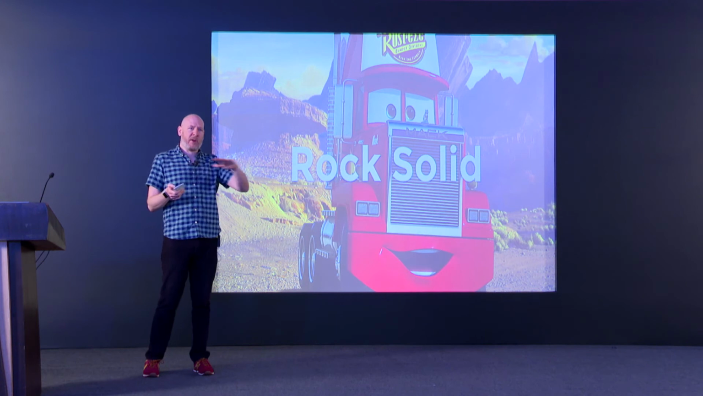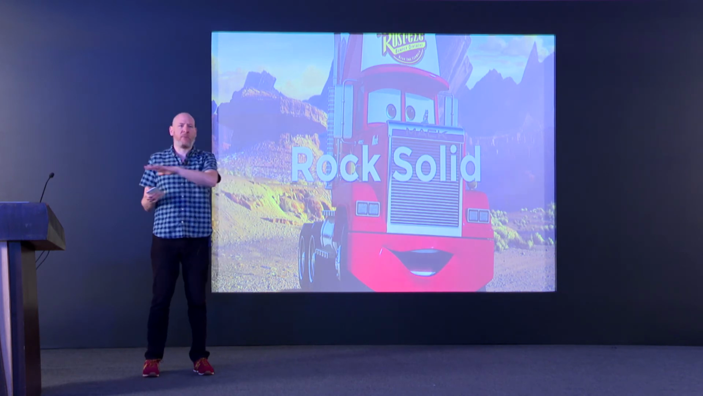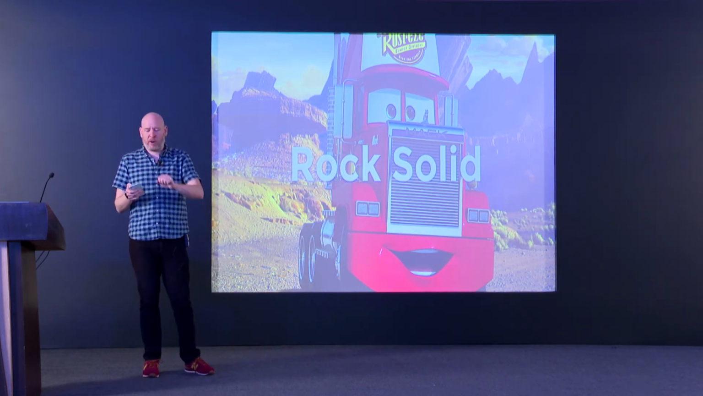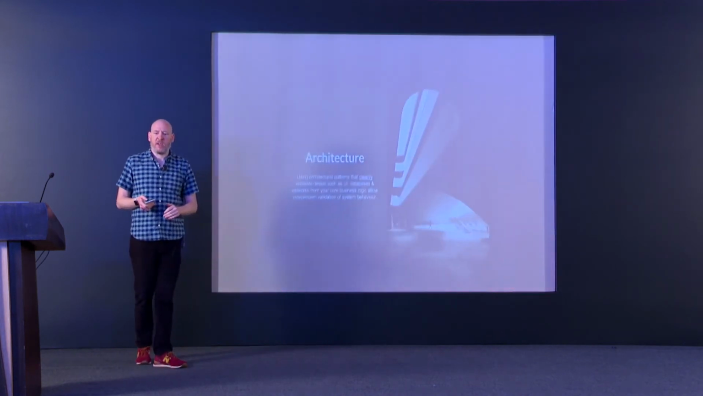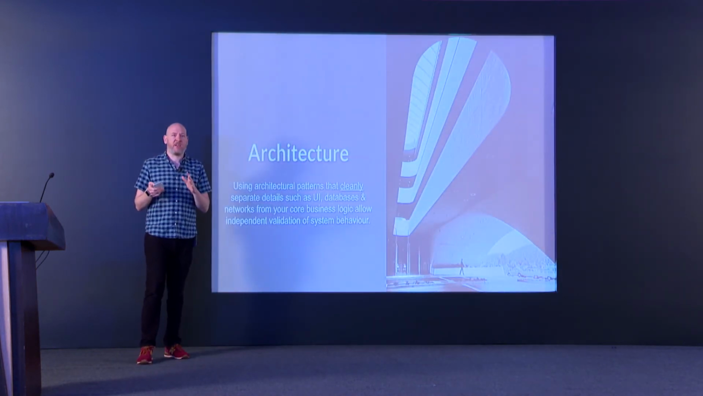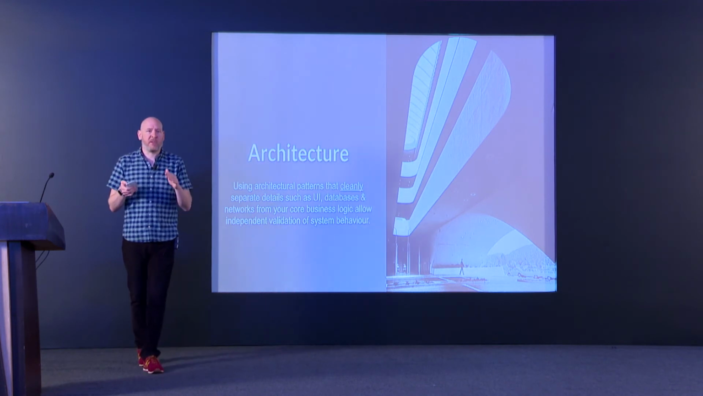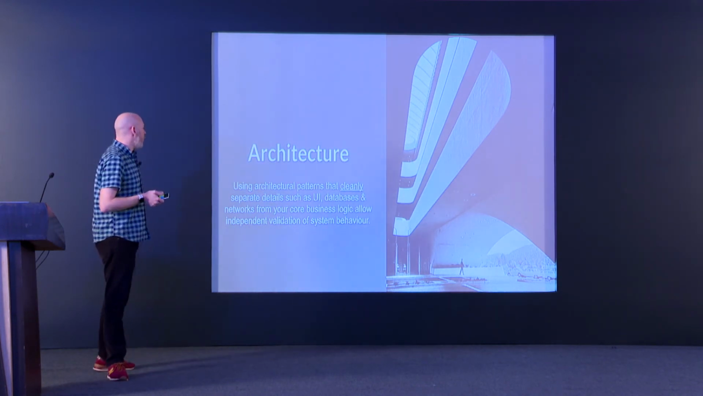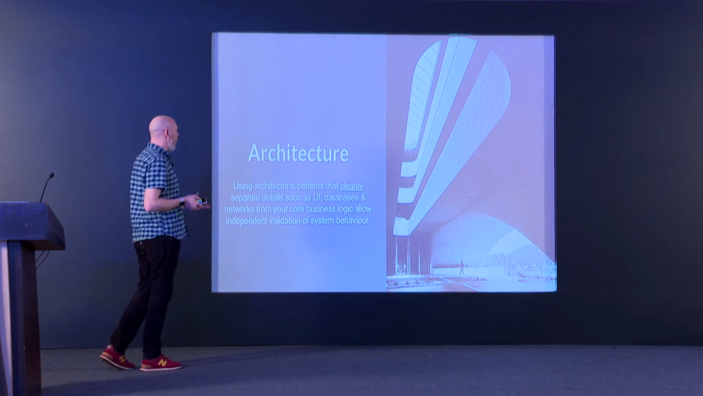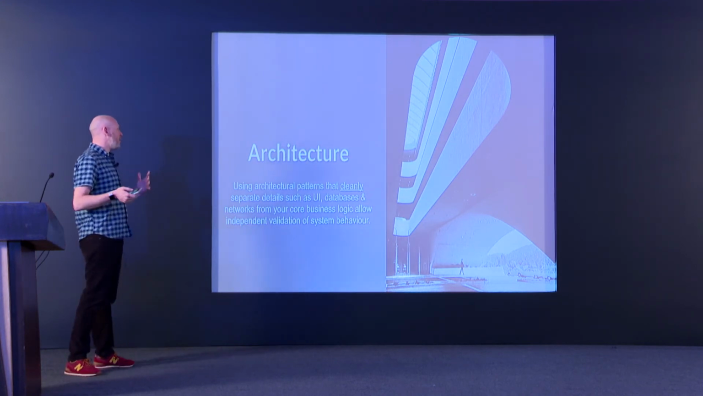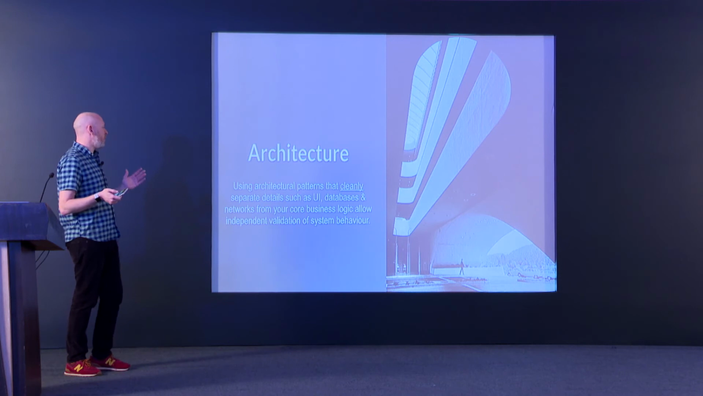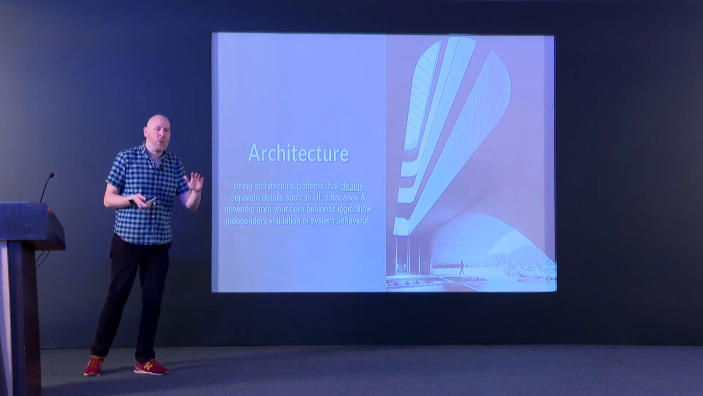It's very difficult to make this work if you don't have a clean way to separate the UI part of your application from your core business logic. So architecture is really something you need to pay attention to and focus on to be able to do this. Architecture patterns cleanly help you separate details such as UI, databases, and networks from your core business logic, allowing you to independently validate your system without all the slow, horrible details of things like networks, databases, and the UI.